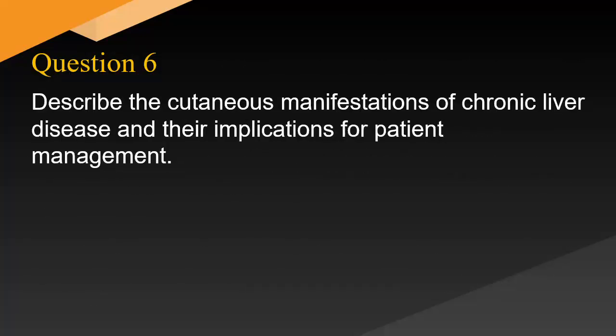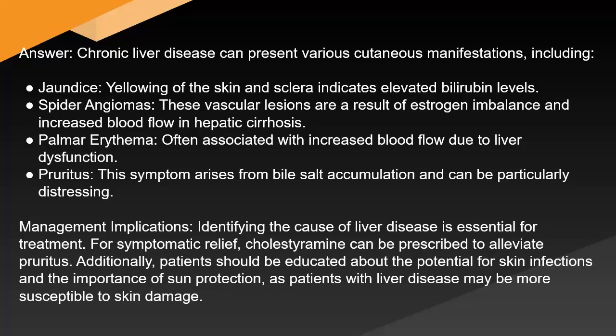Describe the cutaneous manifestations of chronic liver disease and their implications for patient management. Answer: chronic liver disease can present various cutaneous manifestations, including jaundice: yellowing of the skin and sclera indicates elevated bilirubin levels. Spider angiomas. These vascular lesions are a result of estrogen imbalance and increased blood flow in hepatic cirrhosis. Palmar erythema, often associated with increased blood flow due to liver dysfunction. Pruritus.